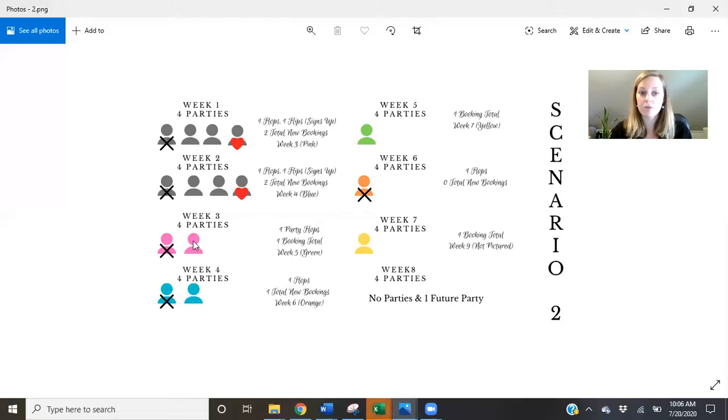Those are gonna fill week 3, and those are pink. All right, now we get to the next week of parties. Week 2, we have 4 parties, 1 flops, 1 flips, and we have 2 new bookings, okay? Now we're in week 2 here.